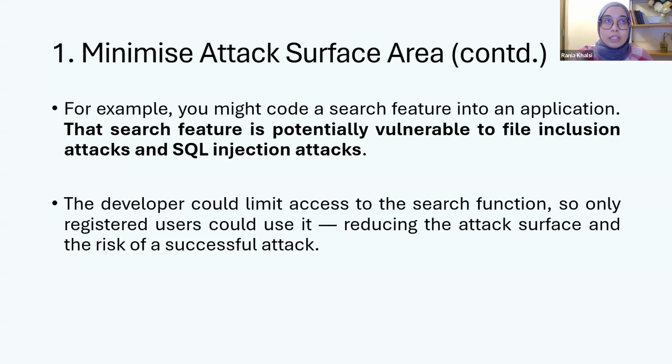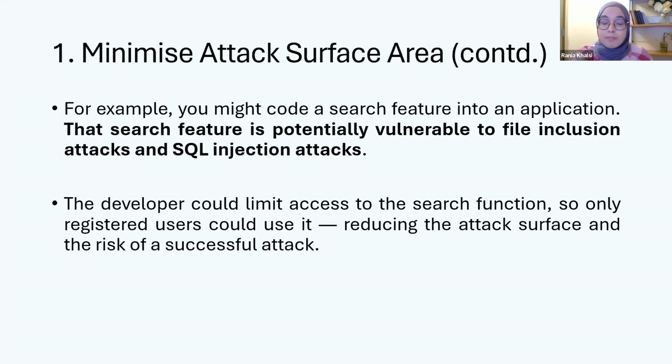First of all, for example, instead of allowing anyone to use the search function, the developer could restrict it so that only registered users are able to access it. By doing this, the number of potential attackers is for sure reduced, and the risk of a successful attack is also lowered. This is a practical example of how minimizing the attack surface helps improve security without removing functionality.